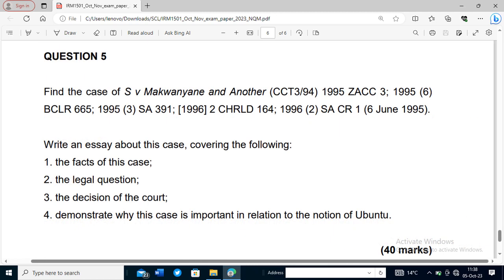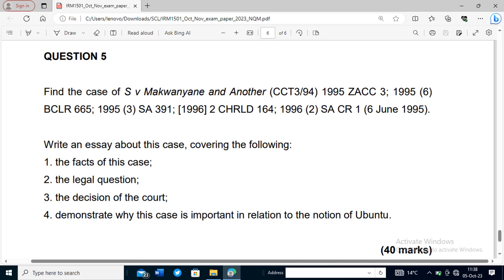Okay, guys. Question 5. Find the case of S versus Makwanyane and others. Write an essay about this case covering the following: the facts of this case. So the facts of this case, guys, if you can check on your case journal, if there's a subtitle by the name of background, concentrate on that part. It's going to help you with summarizing. Just try to summarize that part of background.